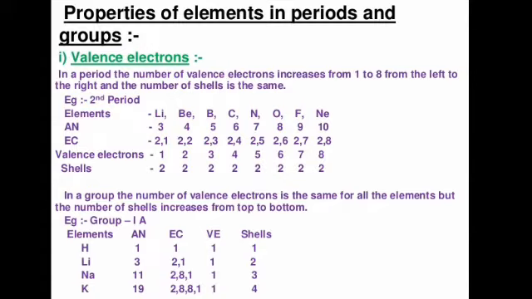But down the group, the number of shells increases from 1 to 4 in the elements hydrogen, lithium, sodium and potassium, but the number of valence electrons remains the same, and as such their valence electrons are 1 for each of these elements in this group. So along the group, the number of valence electrons remains the same.